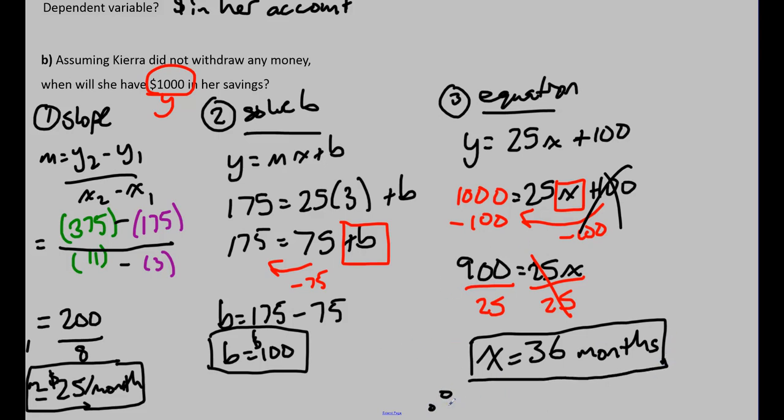So therefore, it will take 36 months, which is like 3 years, to get $1,000 in savings, assuming she doesn't spend it on mango pets or anything like that.